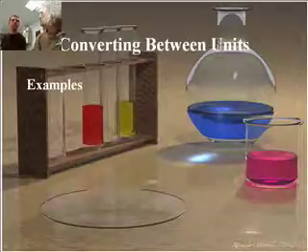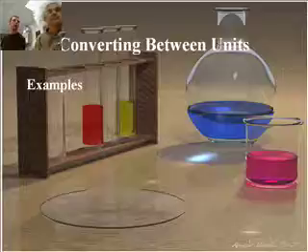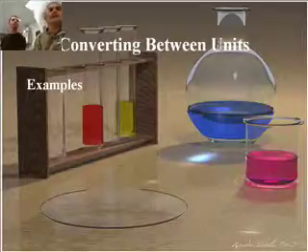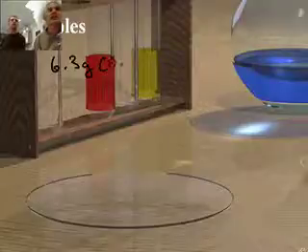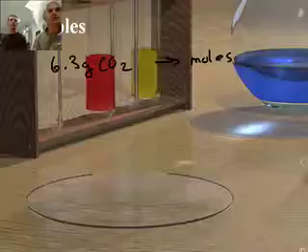So let's convert. Let's do some example problems. What should we want to do? We want to just convert to moles. Let's take grams to moles. Okay, so let's say I've got 6.3 grams of carbon dioxide, and I want to find the moles.